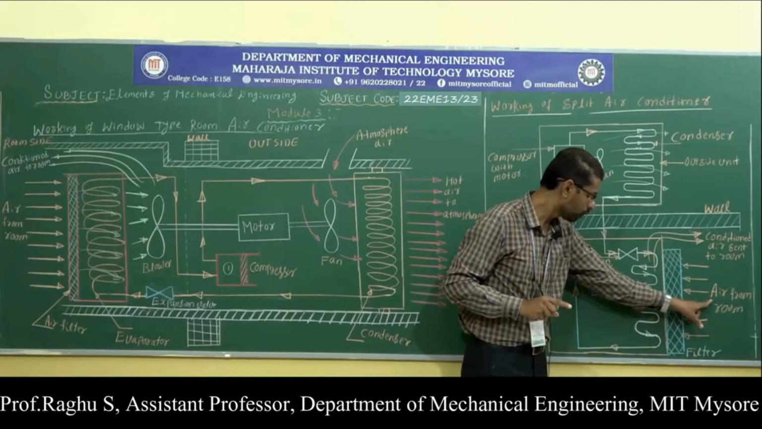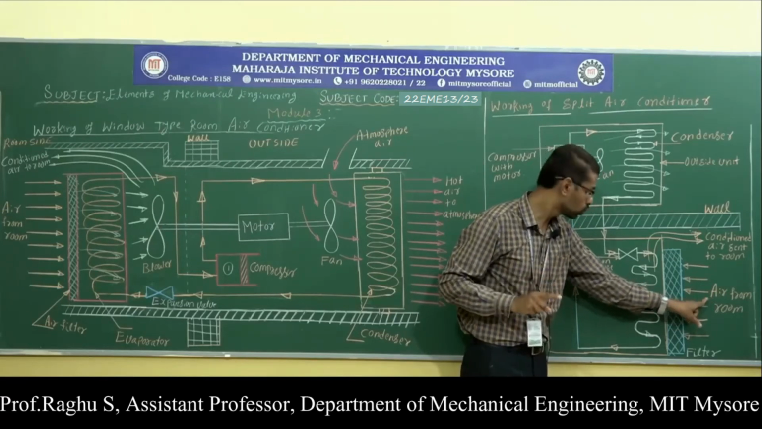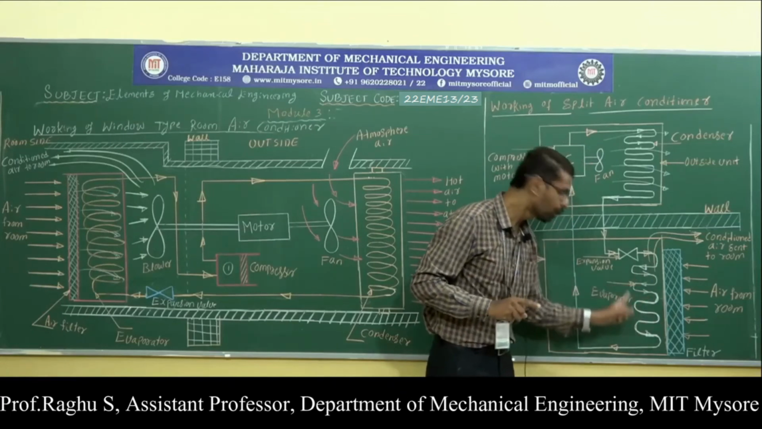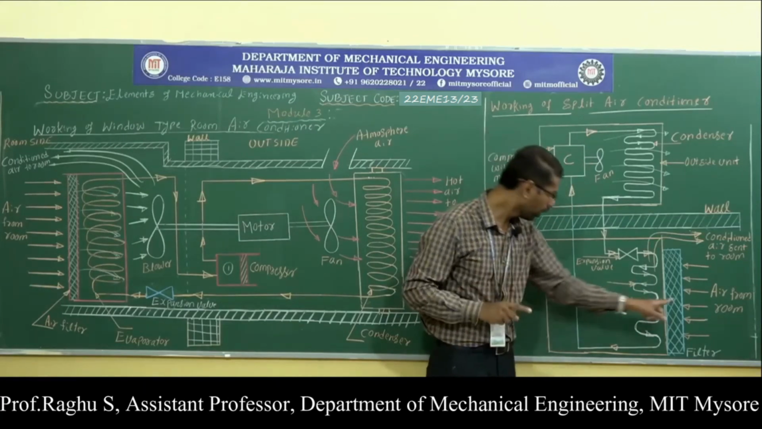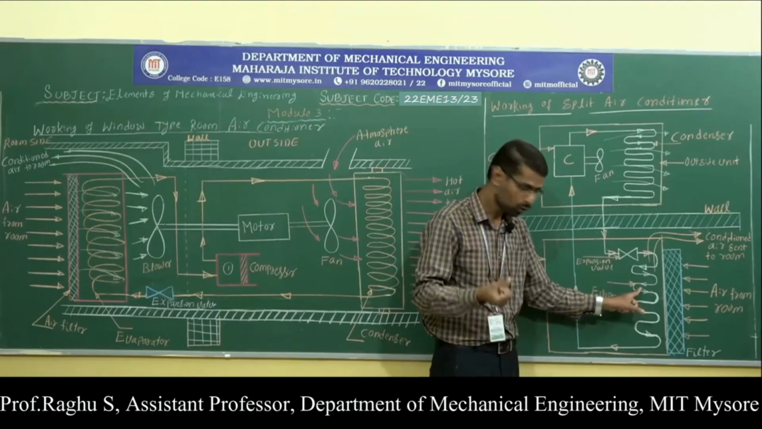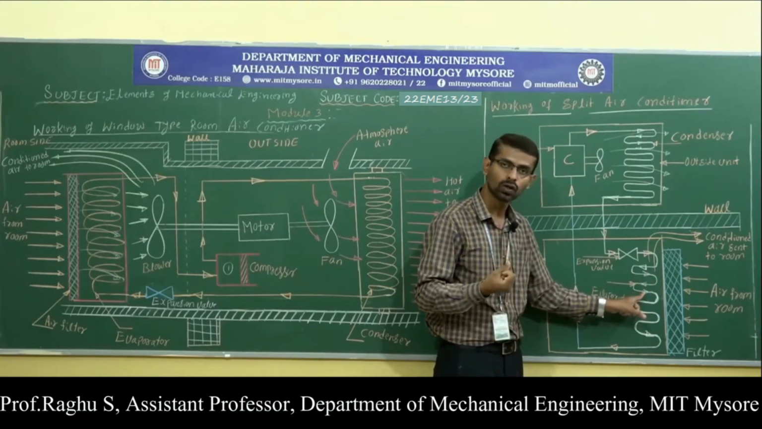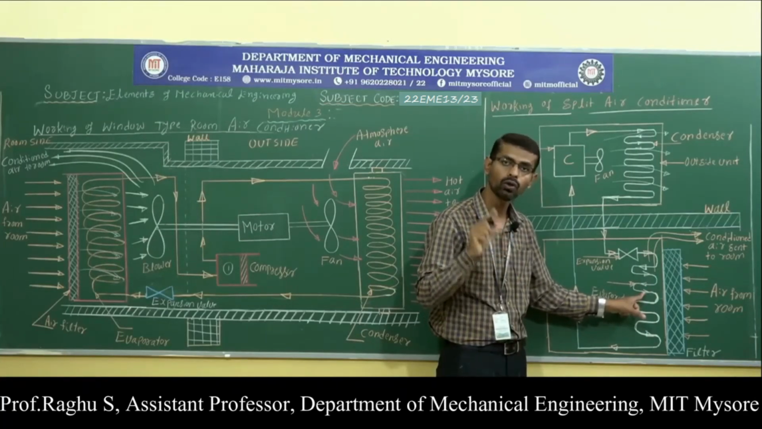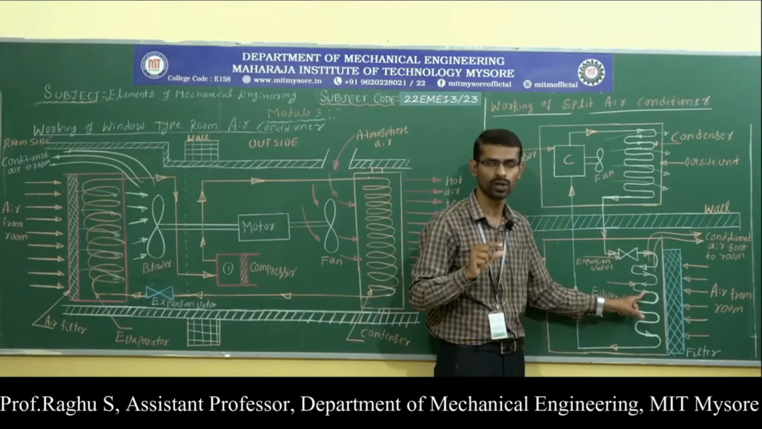Now hot air from the room is sucked through the air filter and made to flow over the evaporator tube. When the hot air flows over the evaporator tube, the cold refrigerant inside the evaporator tube absorbs the heat from the air, and the air is also dehumidified, meaning the moisture content is removed.